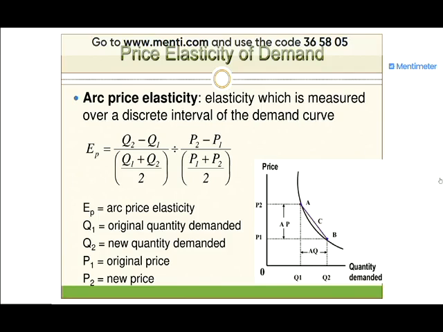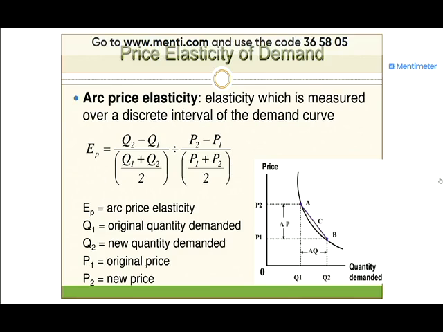So for example, I'm looking at arc price elasticity right now instead of point elasticity, because this measure is better at measuring the sensitivity of quantity demanded and supplied to price changes than the point elasticity. And the difference is explained in more detail in the book as well. Now, focusing on price elasticity of demand, it basically measures the elasticity over a discrete interval of demand.